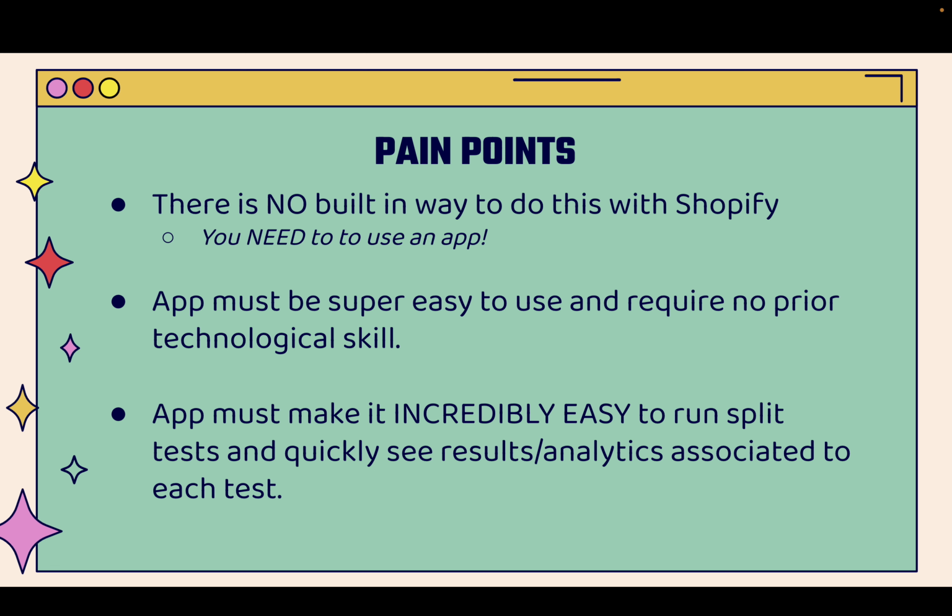And the app needs to be super easy to use and require no prior technological skill. You don't need to be a coder. You don't need to do any type of JavaScript or HTML or anything like that in order to get these split tests implemented. And most importantly, the app must make it super easy to run split tests and quickly see the results in analytics so you can understand exactly what's working and see if the split test that you did is better before or after, right? A or B. It's basically trying to figure out, okay, are we doing this change in the long run because we've done a test that says it's going to increase our conversion rate? We'll be able to see all of that, revenue per view, all the important metrics that help you understand that inside of the app.